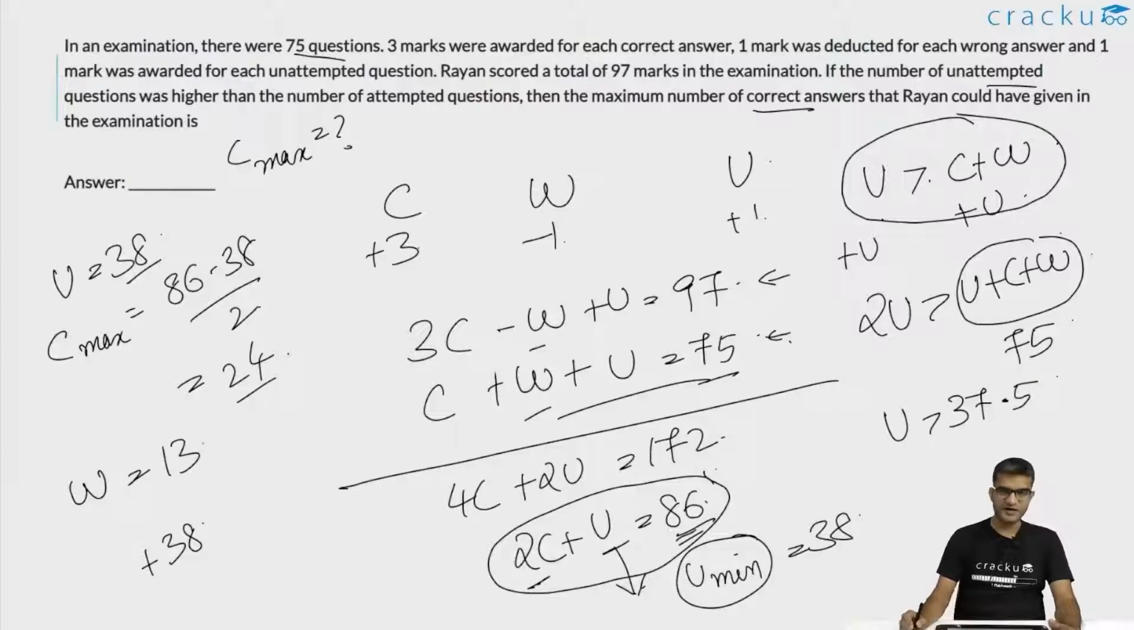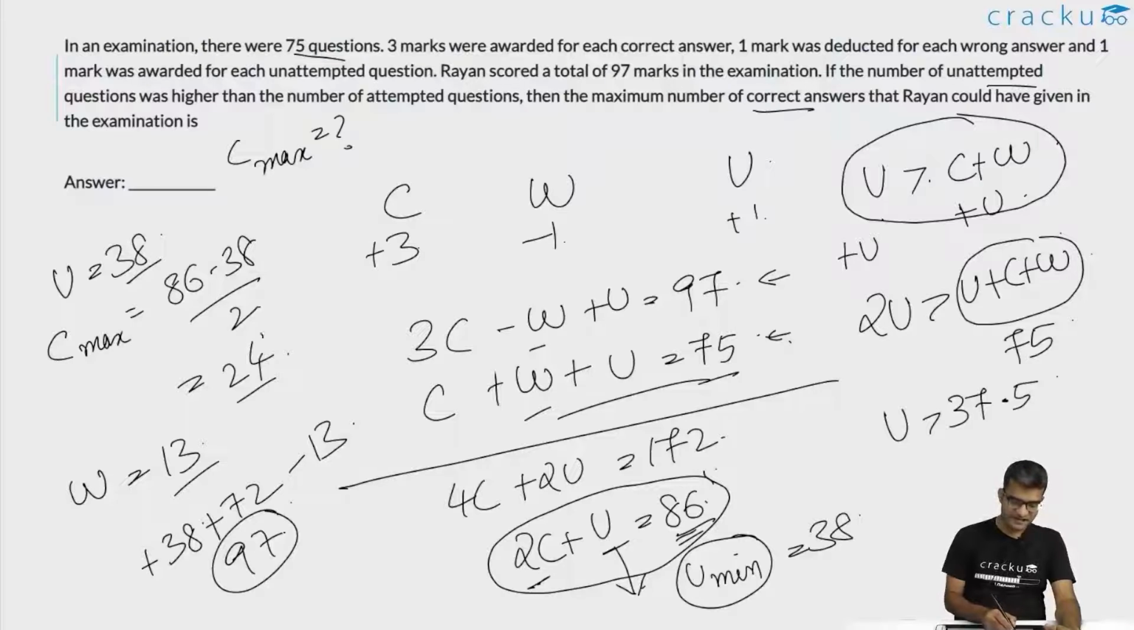From the 24 correct questions he is going to get plus 72. And from the 13 wrong questions he is going to get minus 13. So his total score will be 97. Anyway, the answer for this question is 24. The maximum number of correct questions you can get is 24.